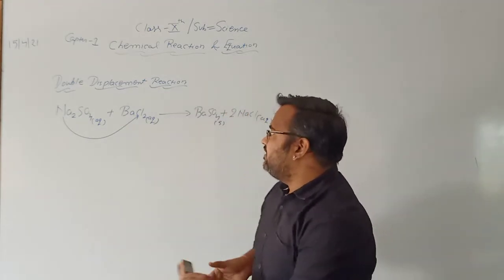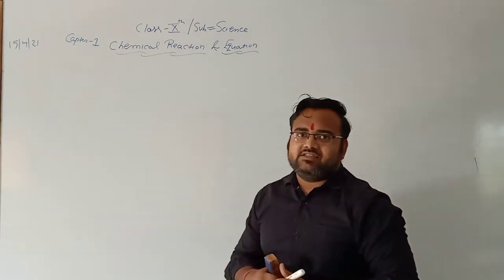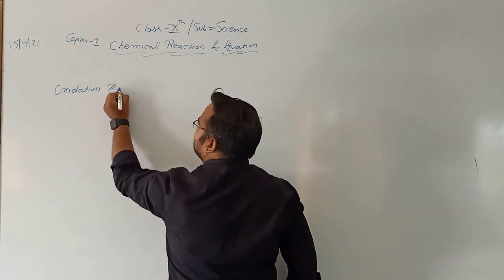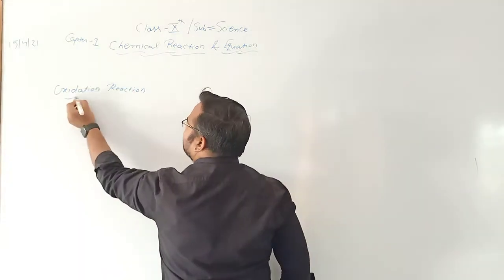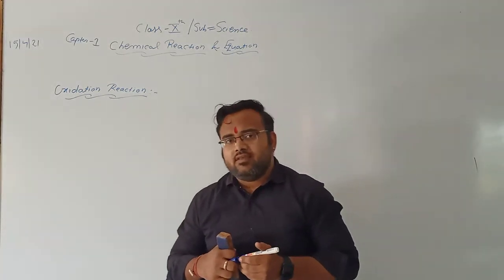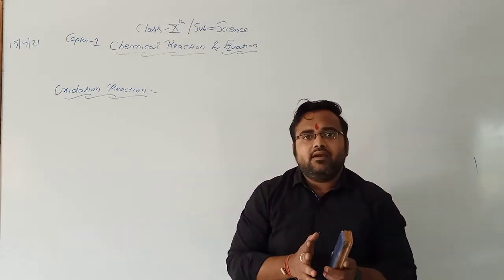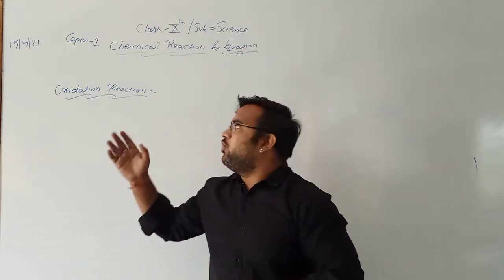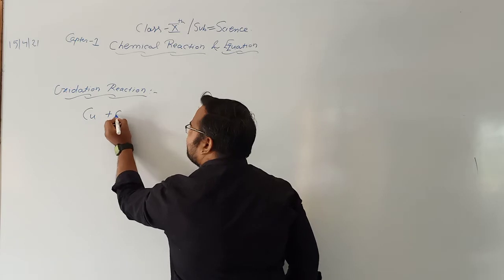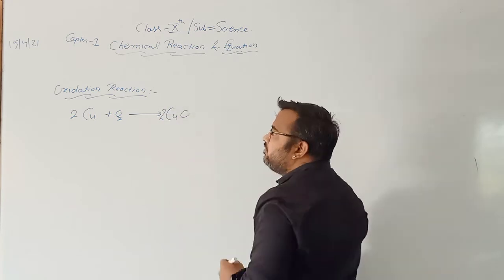The next type of reaction is oxidation reaction. Now, what is the meaning of oxidation reaction? Oxidation means any element combines with oxygen. When any element combines with oxygen, it is known as oxidation reaction. For example, copper plus oxygen will give copper oxide.